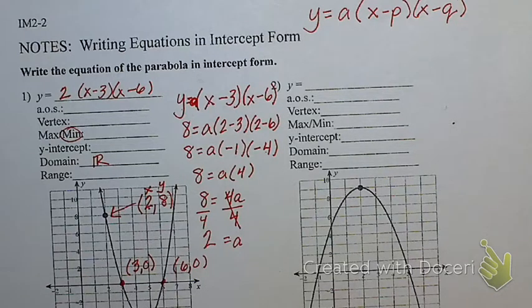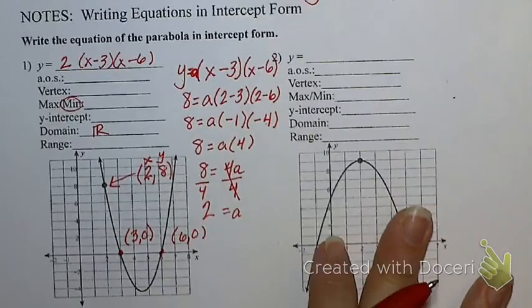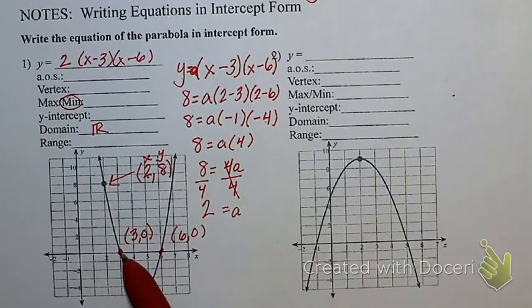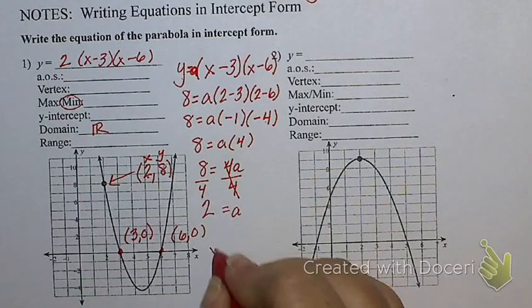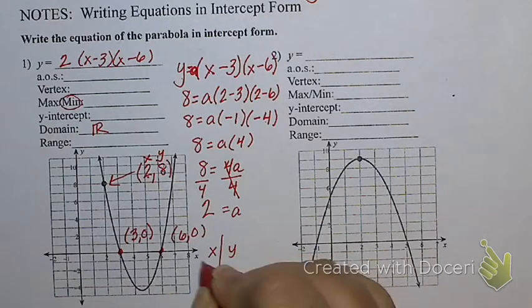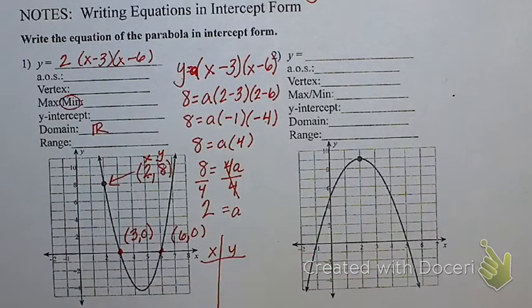Okay. Now the other stuff, I should be okay with as long as I can find my vertex. As long as I can find my vertex, I can find out most of that stuff, right? So, what do I know about my vertex? I know it's exactly halfway between 3 and 6, correct? This is stuff we did yesterday. What is exactly halfway between 3 and 6? 4.5, right?